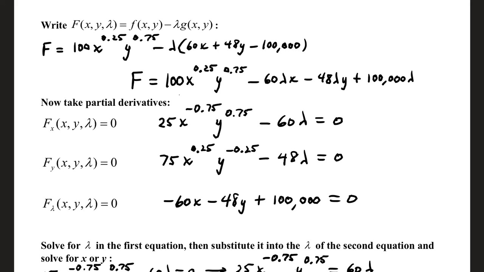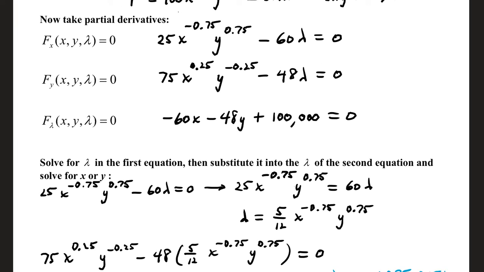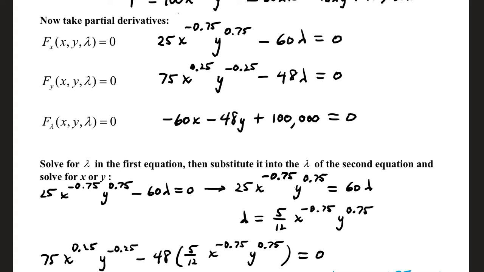Let's take our first partial derivative, solve it for lambda. Let me get this inked in better. There we go. So we take our first partial derivative, the one with respect to x, solve it for lambda. I'm going to add 60 lambdas to both sides, and that essentially moves it over and changes the sign. That's really the fast way to think about it. Dividing both sides by 60, 25 over 60 reduces to 5/12. Our powers remain the same.